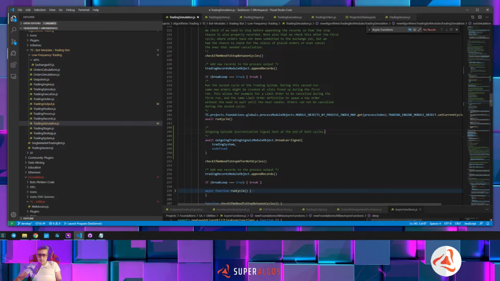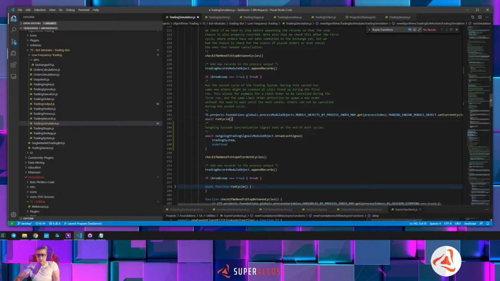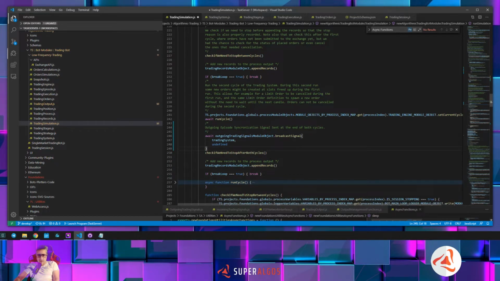Okay, so we will broadcast this after we run the second cycle and before we do this check that we know that might change something on the state of the trading engine or whoever. Okay, so this is one place that we are going to send it.